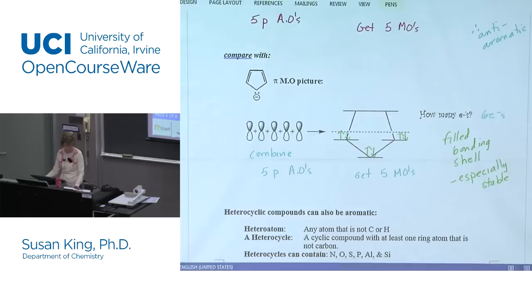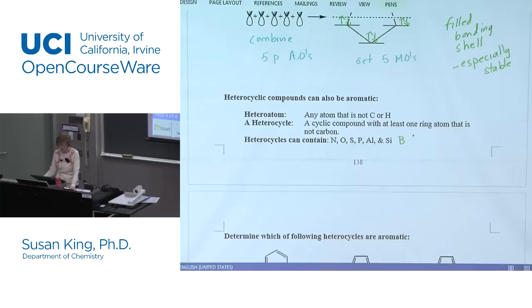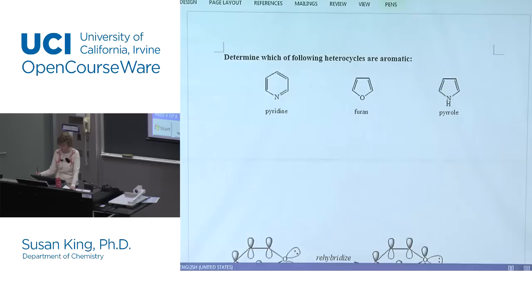All right, we can also extend this to heterocycles. A heteroatom is any atom that's not carbon or hydrogen. Things like oxygen, nitrogen, sulfur, there's a bunch of different ones. You can also have boron. There's boracycles. So let's look at that on the next page. Determine which of the following heterocycles are aromatic.